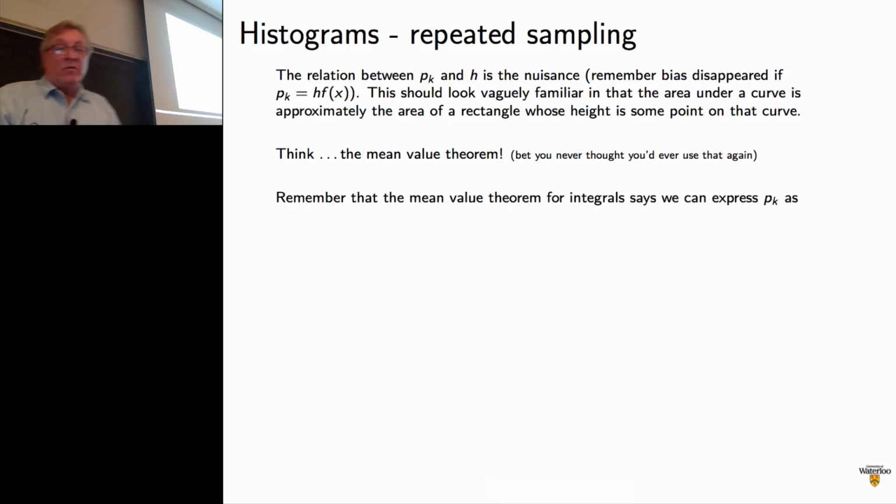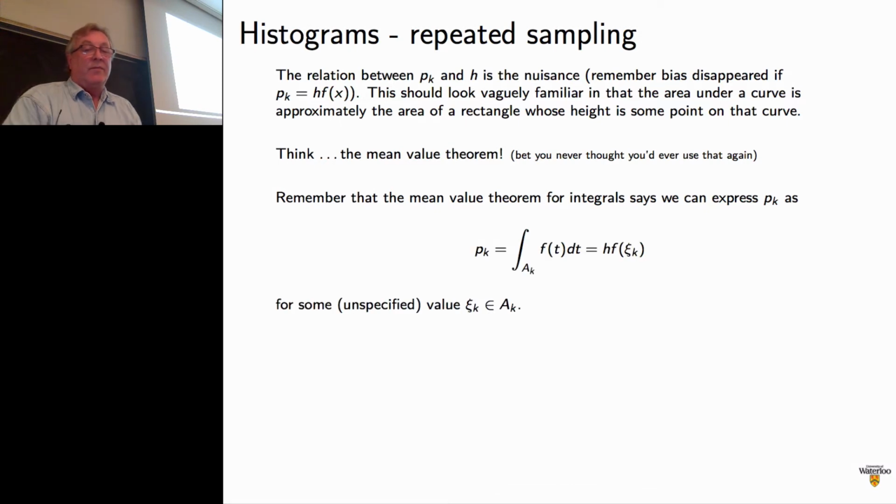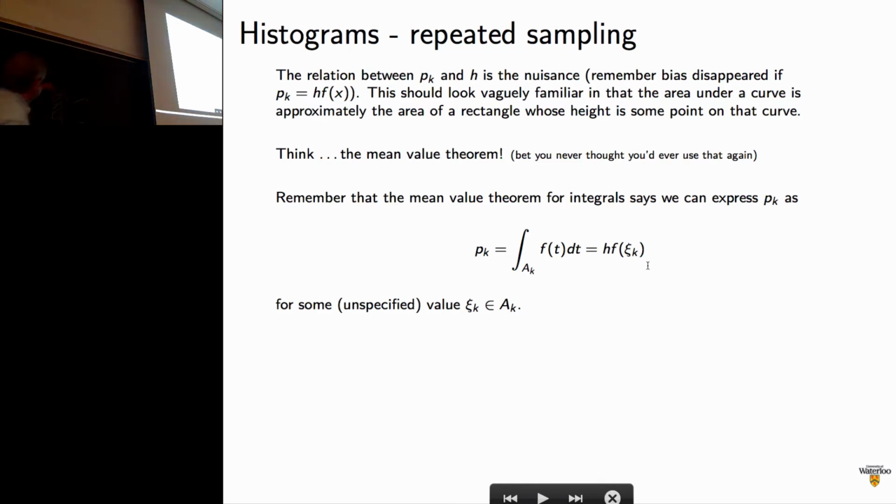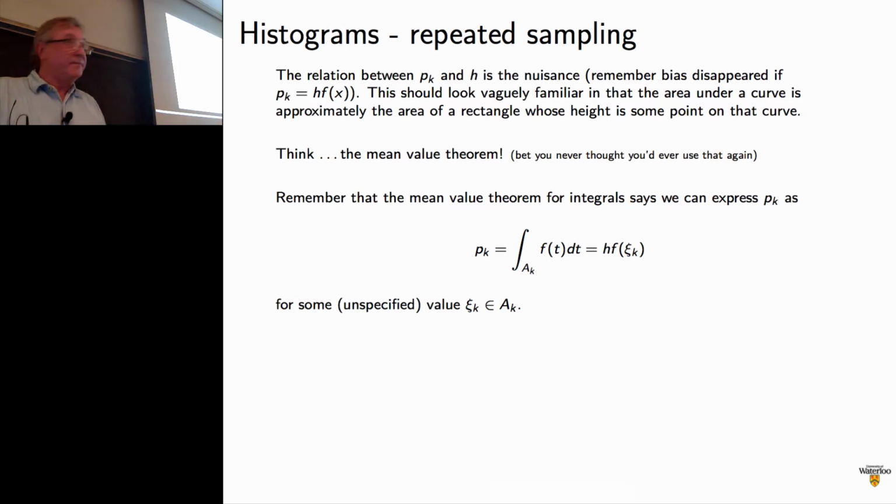So we remember that the mean value theorem is a funny thing saying something that looks intuitively obvious, but it says we can express this probability, this integral that we want, as h times the value of the function at some value psi inside that interval. Psi k here for the kth interval. Okay? There just exists something inside that interval such that the rectangle built at that height, f of that value times h, will get you the right answer. Recall that?